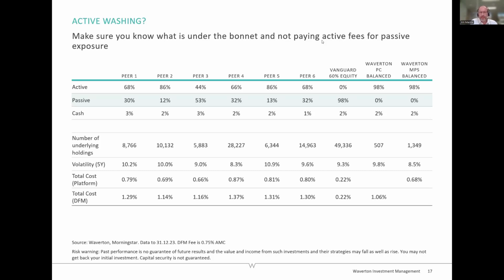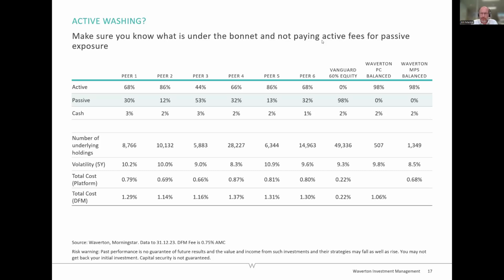And passive hasn't been a bad place to be, obviously, as we've seen in hindsight. But it came to light with us, when is it active and when is it passive blend? And if you look at these portfolios in terms of the number of underlying holdings on the middle row, Peer 1, 8,700 holdings, Waverton balanced on the far right-hand side is about 1,300. And that's looking through everything. There may be some duplications of stocks in those peer numbers.